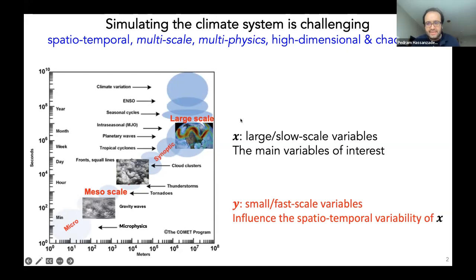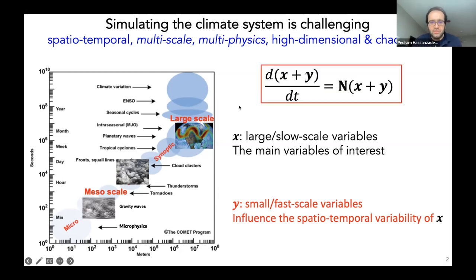I'm going to call this X in the next few slides. We can't really ignore what's going on with the faster and the smaller scales, which I'm going to call Y, because everything is nonlinearly interacting. And even though for many processes we actually know to a good degree the equations that we need to solve, we can't do that because we simply don't have the computing power. For example, in a typical climate model that has a resolution of 100 kilometers, everything on this side has to be somehow represented. We can't just solve for it.